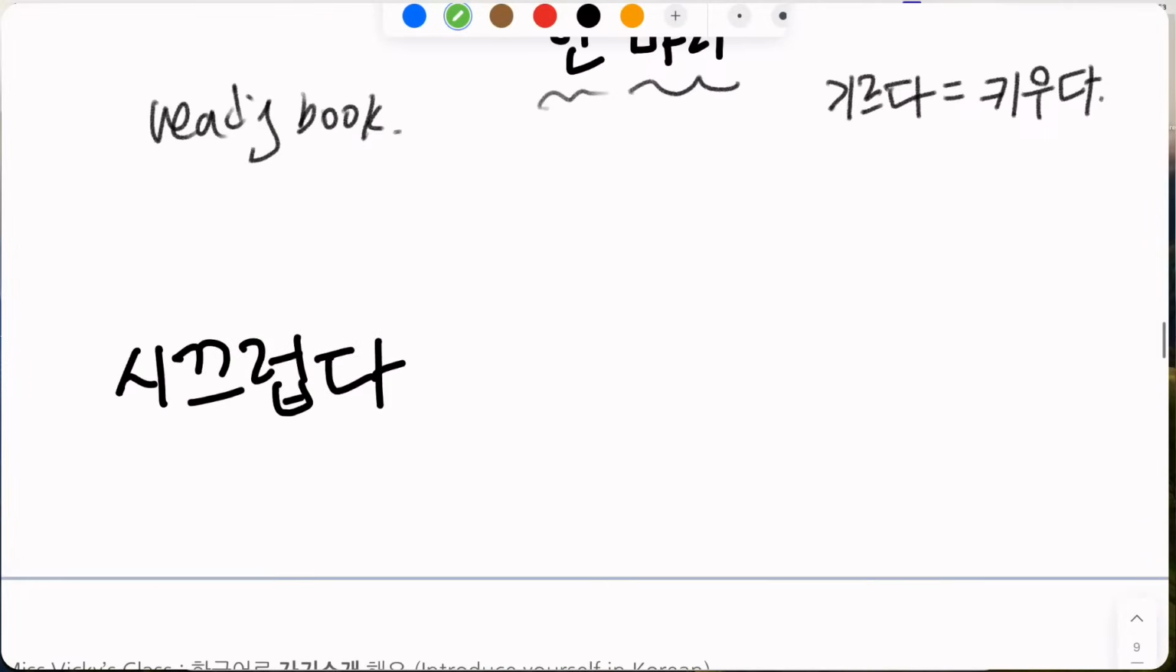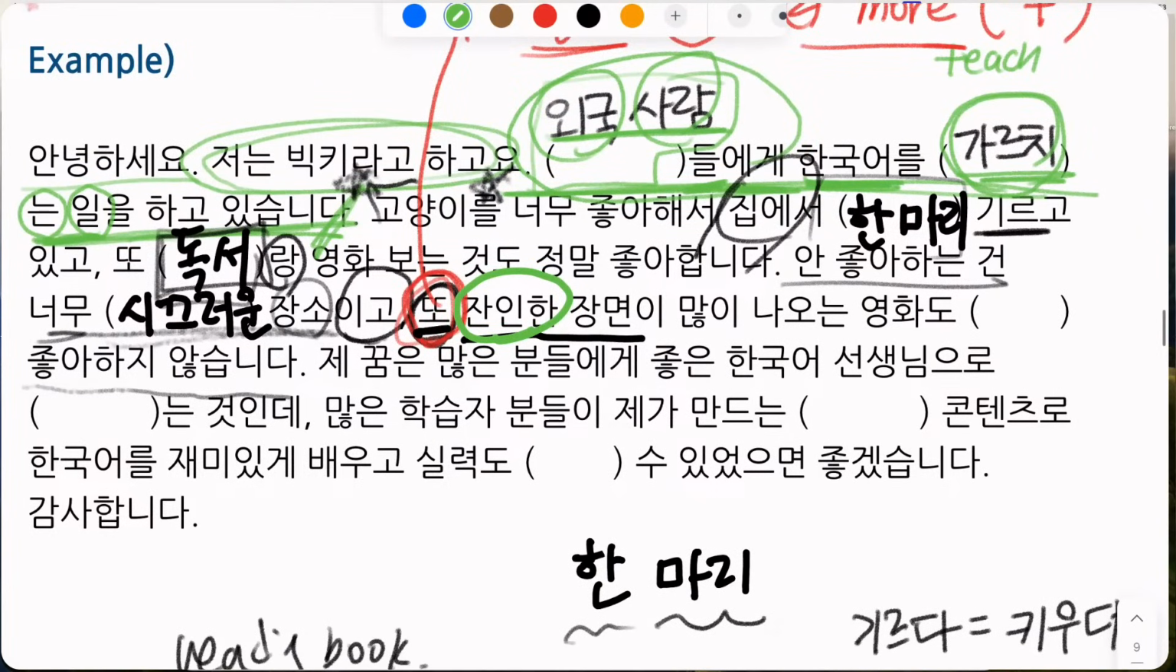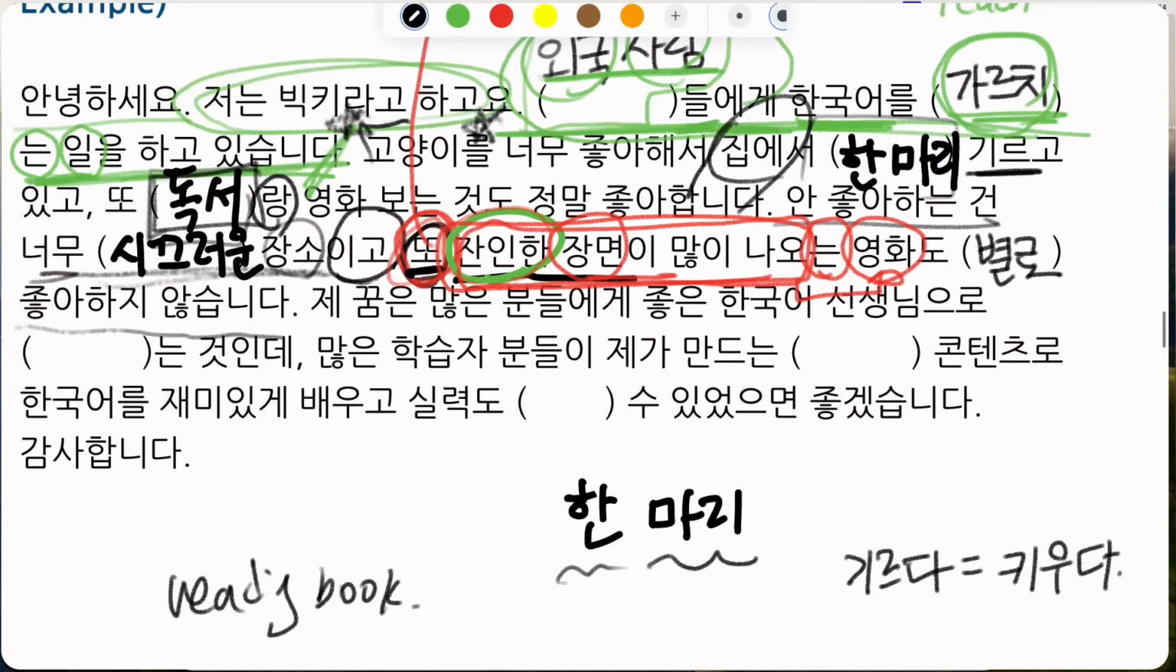잔인하다 하면은 it means cruel. 잔인하다 하면 cruel이란 뜻이에요. 그리고 it can also mean violent. 그래서 many violent scenes, 장면이 많이 나오다. Violent scenes appear a lot. That kind of movie는 영화도 별로 좋아하지 않습니다. I don't really like it that much. I don't like movies that have a lot of violent scenes.